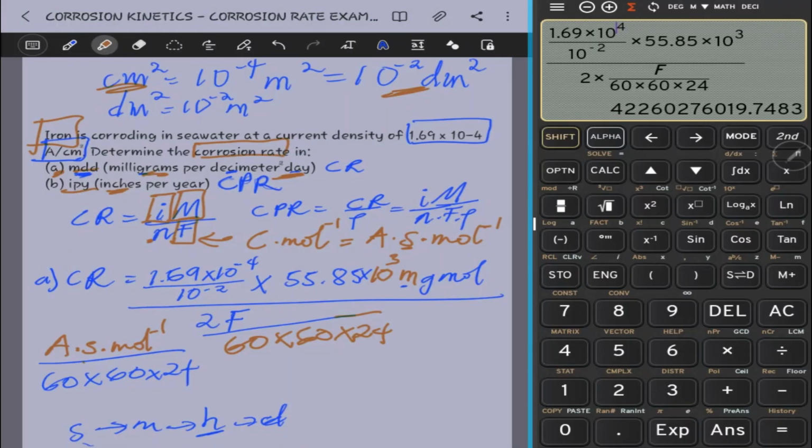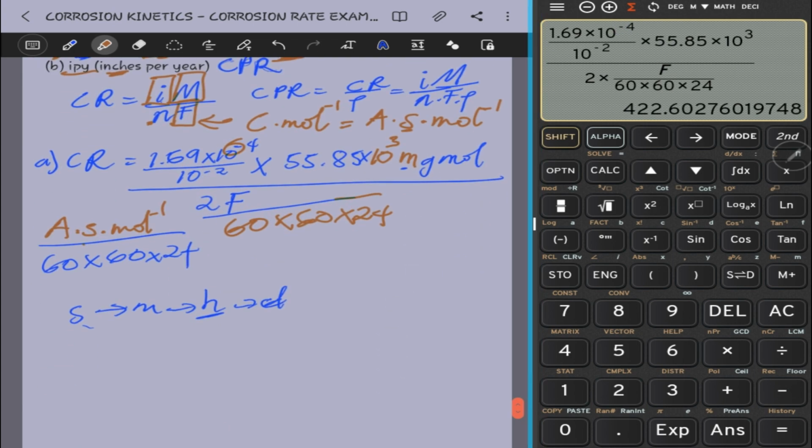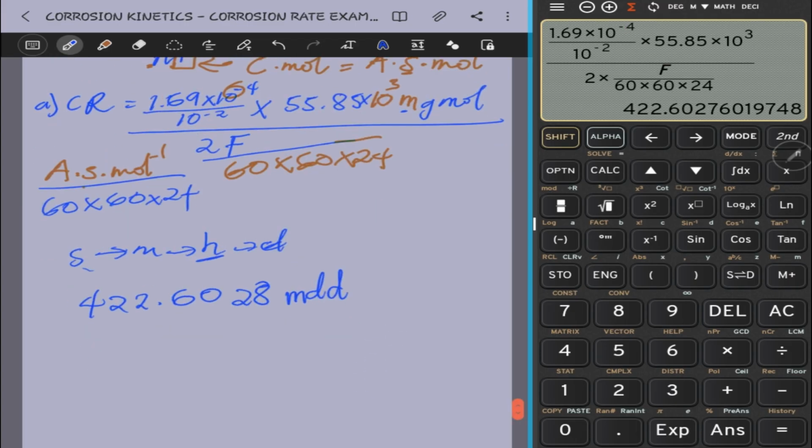So this is it. It looks like there's something I've made wrong. This is actually minus. So when we put that, it gives us the answer we are looking for directly. That's 422.60 mdd, which is milligrams per decimeter square per day. If you're able to follow this through, you'll be able to get it directly. So this here gives us the corrosion rate.